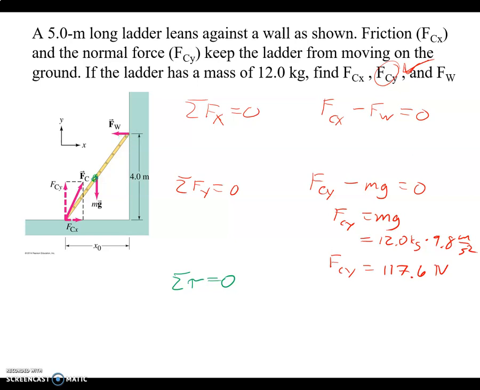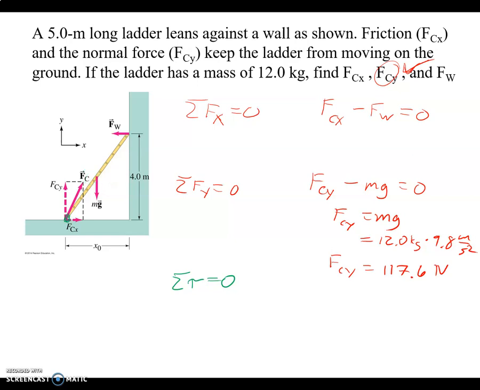I could do it here in the middle. If I do it in the middle right here, then that cancels out the torque due to the weight, but then I'm stuck because I still have torque due to the wall, torque due to the normal force, and torque due to friction, so I still have that.